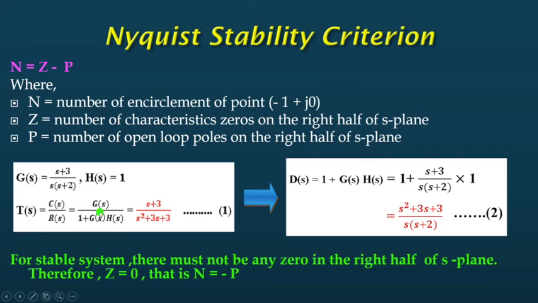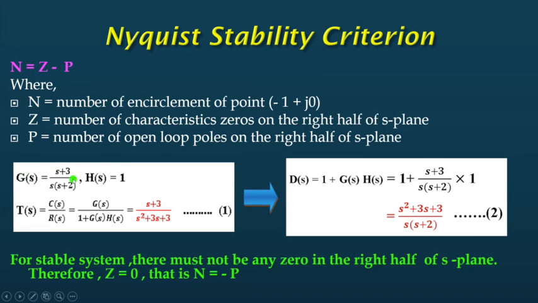So 1 plus G(s)H(s) is the characteristic equation. If 1 plus G(s)H(s) is equal to 0, that means this denominator is equal to 0, and these are the closed loop poles of the transfer function. Then write down the characteristic equation, 1 plus G(s)H(s), where H(s) is 1. From this we get (s square plus 3s plus 3) divided by s(s plus 2). So this is the D(s) value, equation 2.